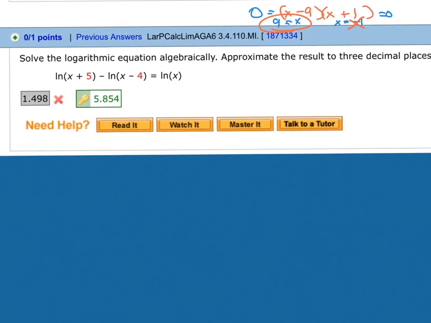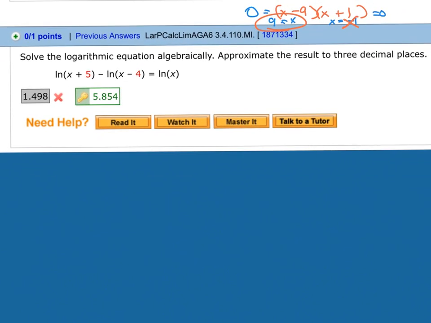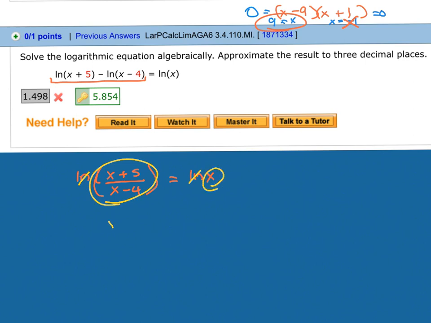And then the last one, again, solve algebraically, approximate your result to 3 decimal places. So this time I've got 2 logs on one side because ln is a log. I'm going to condense this into ln of x plus 5 over x minus 4. So it was subtraction, which means division. And then I've got this one ln, so the same log base e on either side of the equal sign, which means I can ignore those and use the one-to-one property to set these two equal to each other. X plus 5 over x minus 4 equals x.